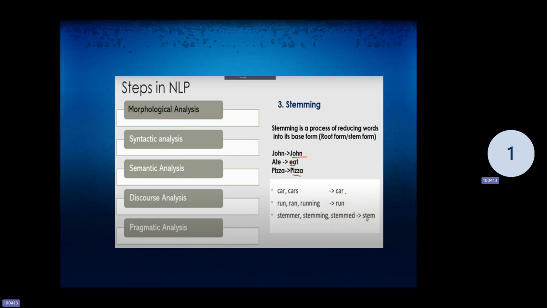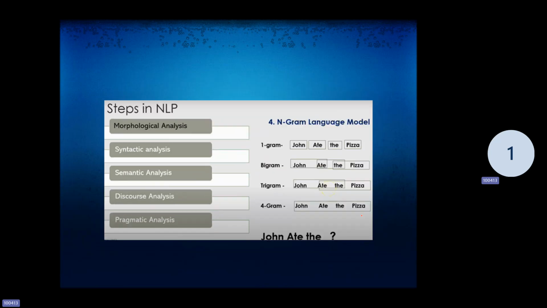For example, car, cars: what is the root form of this? Car. Run, ran, running: run. Then stem, stemming, stemmed: but its root word is stem. Then the n-gram language model works here. 1-gram means we select one word at a time. Bigram means we select two words at a time. Trigram, 3, and then 4-gram. John ate the pizza. If a query like "John ate the" comes, then it can easily find John ate the pizza.